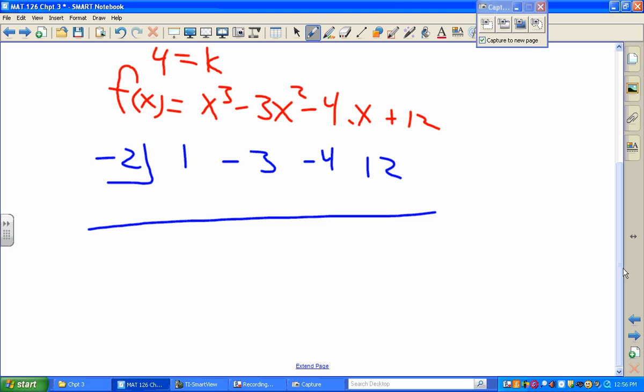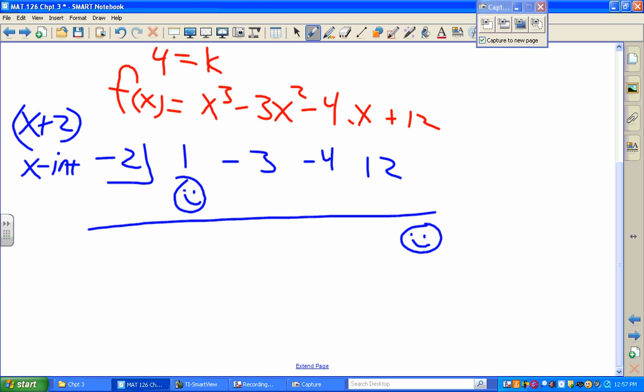All right. So 1, negative 3, negative 4, and 12. You remember synthetic division? You always want to start with a 0, end with a 0, because that's where it equals 0. You can write it as a factor like this, or it's also an x-intercept. All right? So you add going down, multiply coming around.